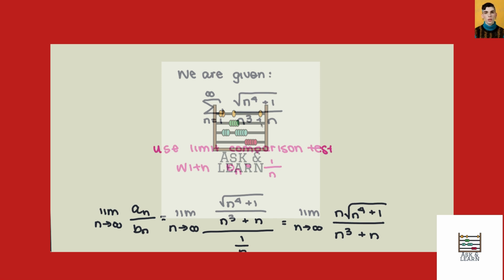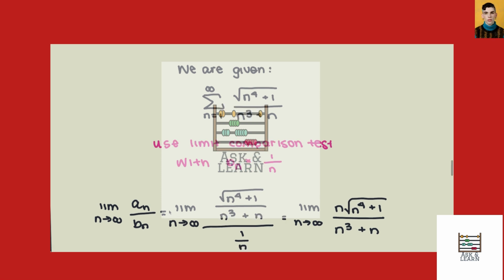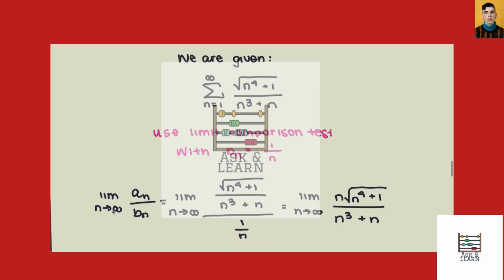Well, in this case, we can use the limit comparison test, and we can compare it with b sub n equals 1 over n. Now, why are we using 1 over n? Well, we know the convergence or divergence of the series of 1 over n. That's known. We can use that to compare the convergence or divergence of the series we're given. So we can take the limit as n approaches infinity of a sub n over b sub n. A sub n is what we're given, b sub n is what we're comparing it to.